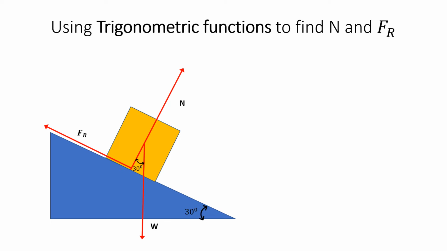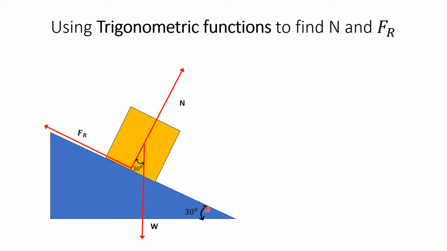And next we try to use trigonometric functions to find the value of N and frictional force Fr. So how do we use trigonometric functions? We have to balance out the forces, Fr and the value of N. So how do we make this? We can resolve the value of W parallel to the inclined plane and perpendicular to the inclined plane this way.